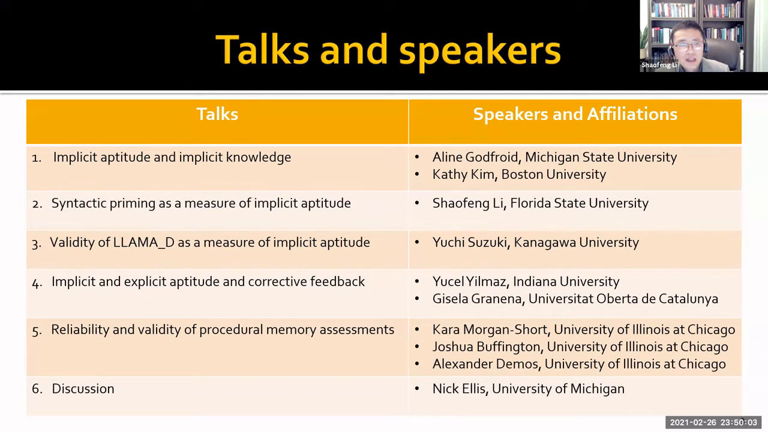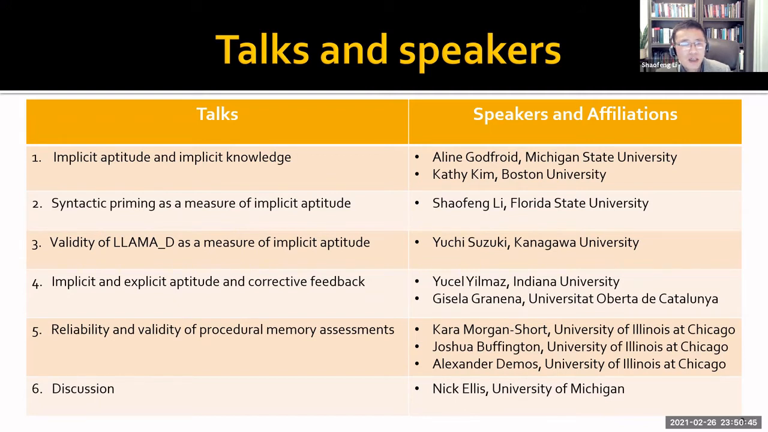The third study examines the validity of lambda as a measure of implicit language aptitude. The speaker is Yuichi Suzuki from Kanagawa University. In the fourth talk, the speakers will present a study that investigates the associations between implicit and explicit aptitude and the effectiveness of implicit and explicit corrective feedback. The speakers are Yucel Yilmaz from Indiana University and Gisela Granena from Universitat Oberta de Catalunya.